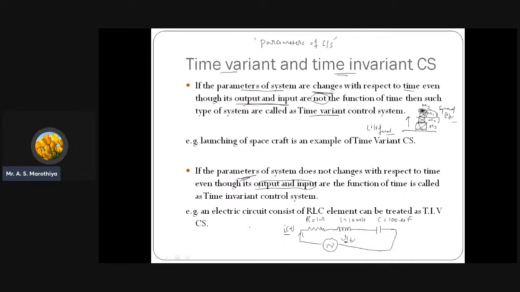So, sorry for the disturbance. Okay, so we are discussing this concept of time invariant control system.